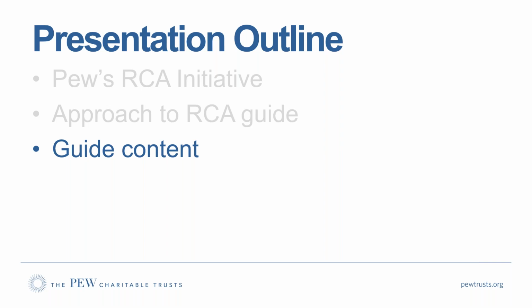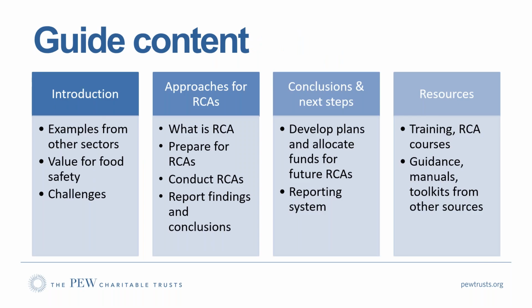Okay, and now on to content. So this is just an overview, and I'll go into more detail on the main sections. So the guide has an introduction that includes a lot of examples on root cause in other sectors, like scuba diving and engineering safety. And we include these to show its potential and how some of the systems that were set up around it can be valuable for food safety.